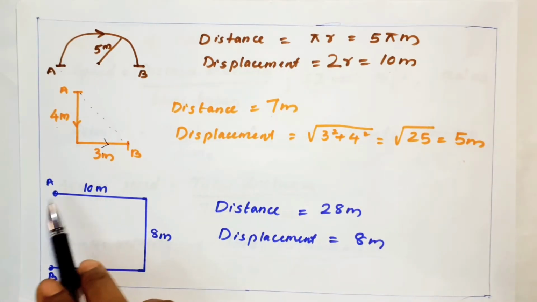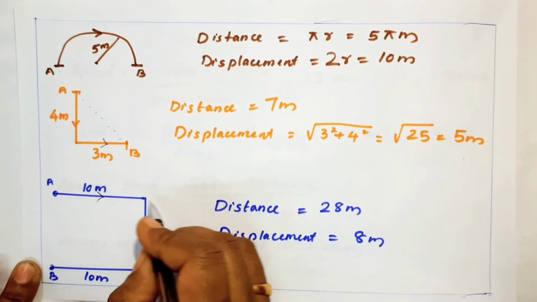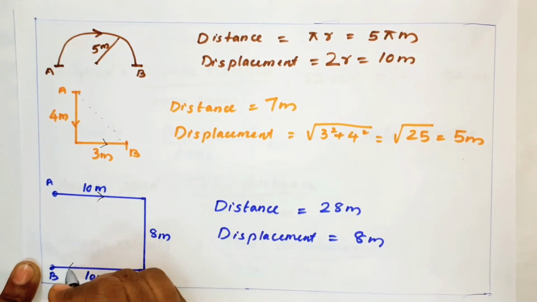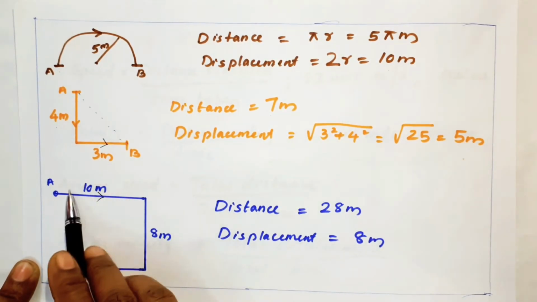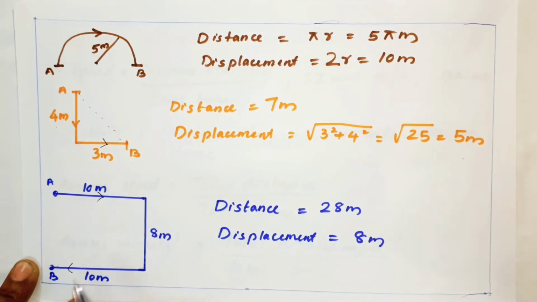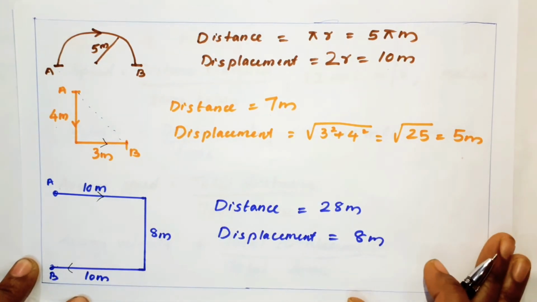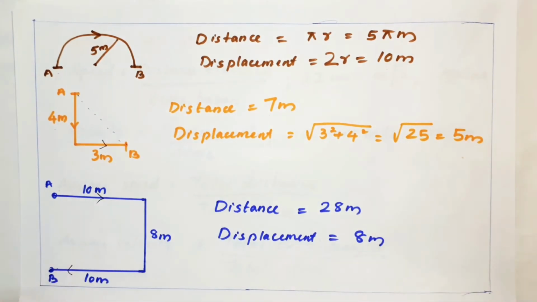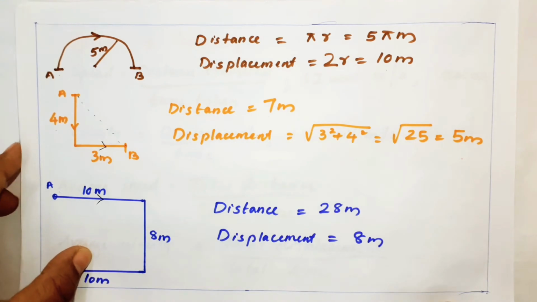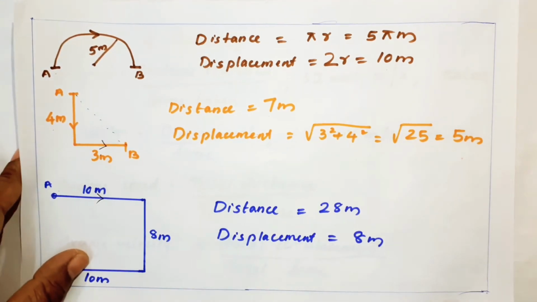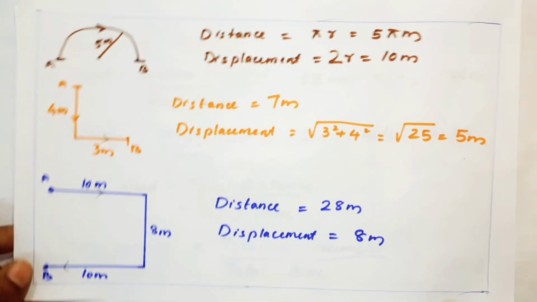But if you see this case, a body goes like this from A to this point, coming back like this, going to this point, reaches B. Total distance is 20 plus 8 plus 10, that is 28. From here to here, the shortest distance is nothing but 8. So, from this, I want to tell that distance is nothing but the total path traveled by the body, whereas displacement is the shortest distance between initial point and final point. But the basic difference is distance is a scalar quantity, displacement is a vector quantity.